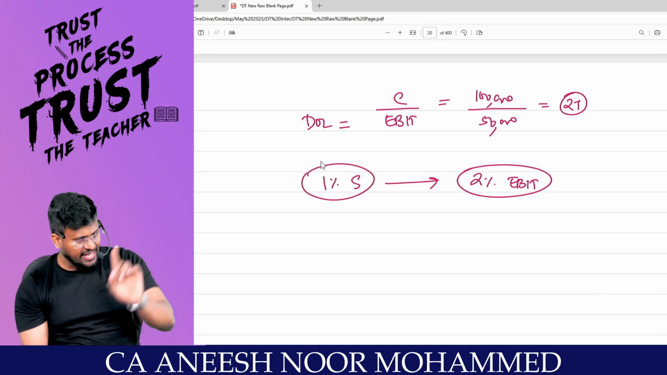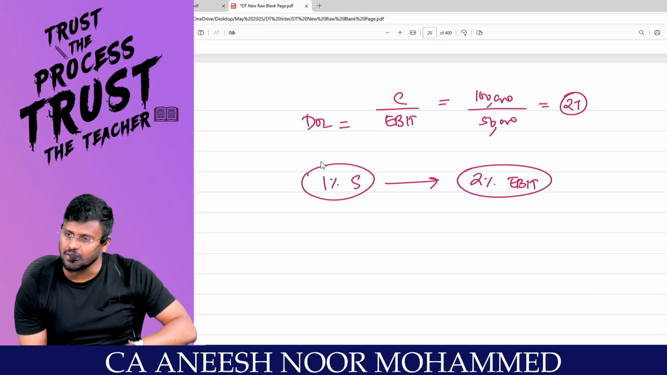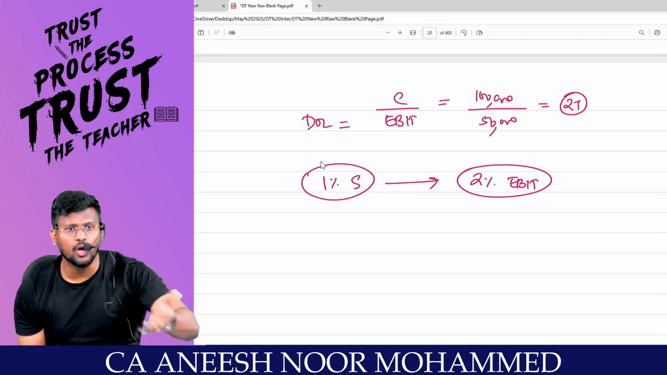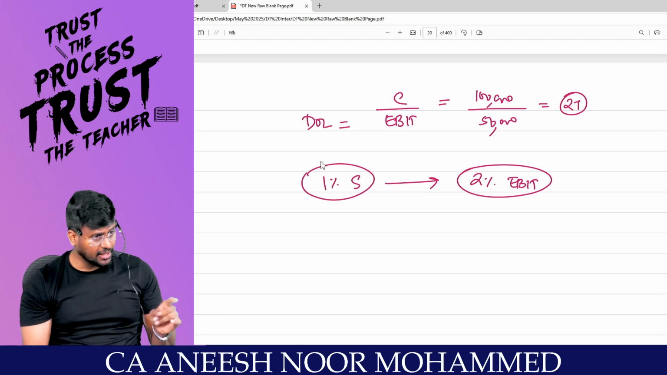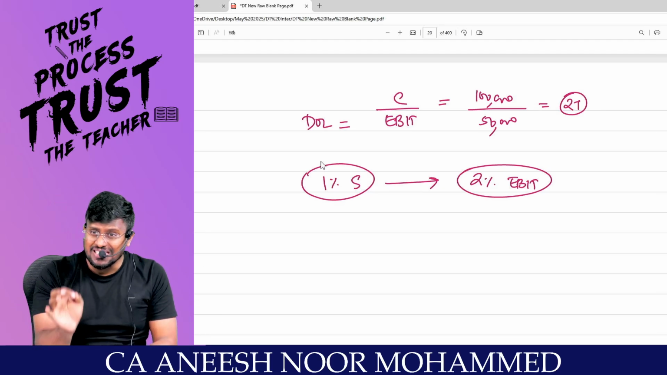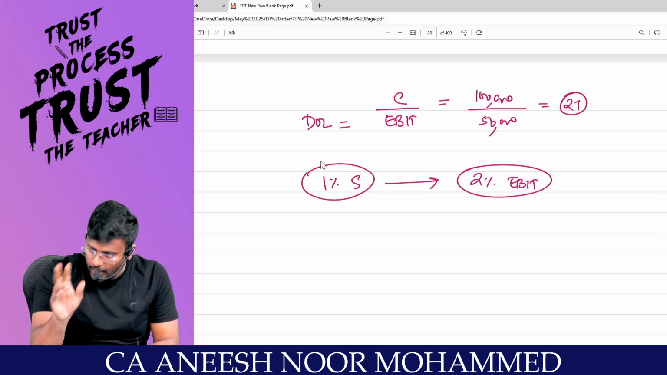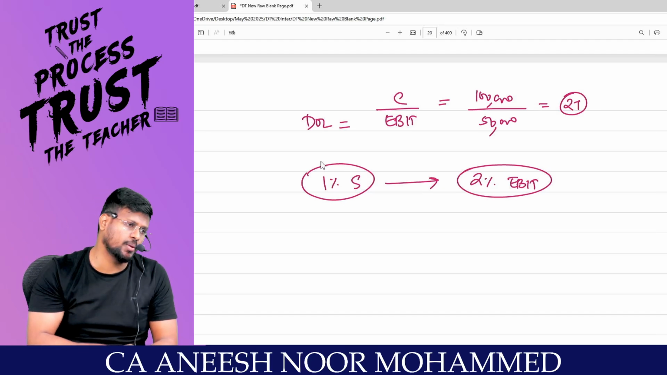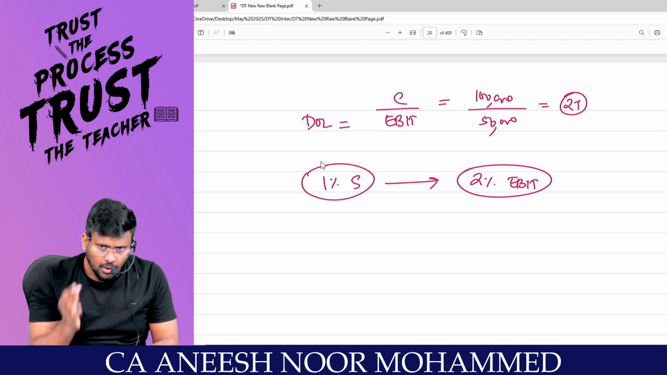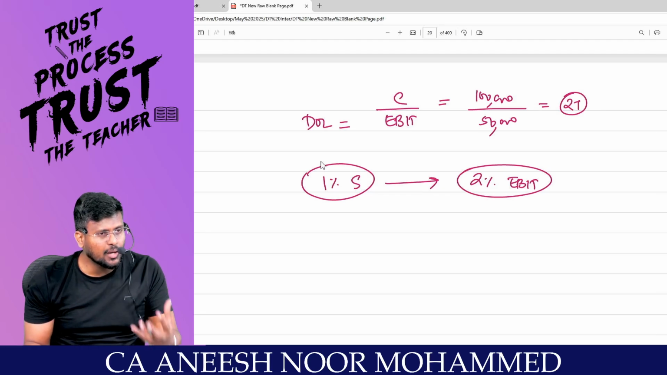So if sales changes by how much percent? It may be either increase or decrease. If 1% change in sales will lead to 2% change in EBIT, 2% change in what? 2% change in EBIT. That is the interpretation of the 2 times.